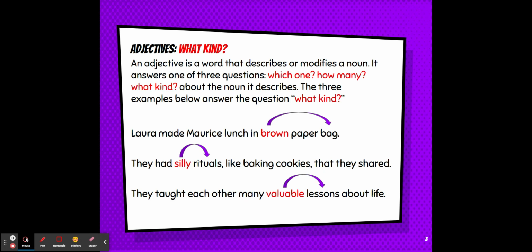The three examples below answer the question, what kind? Laura made Maurice lunch in a brown paper bag. Brown is telling us what kind of bag it was. Or they had silly rituals, like baking cookies, that they shared. Silly is telling us what kind of rituals they were. And finally, they taught each other many valuable lessons about life. Valuable is describing the noun lessons.